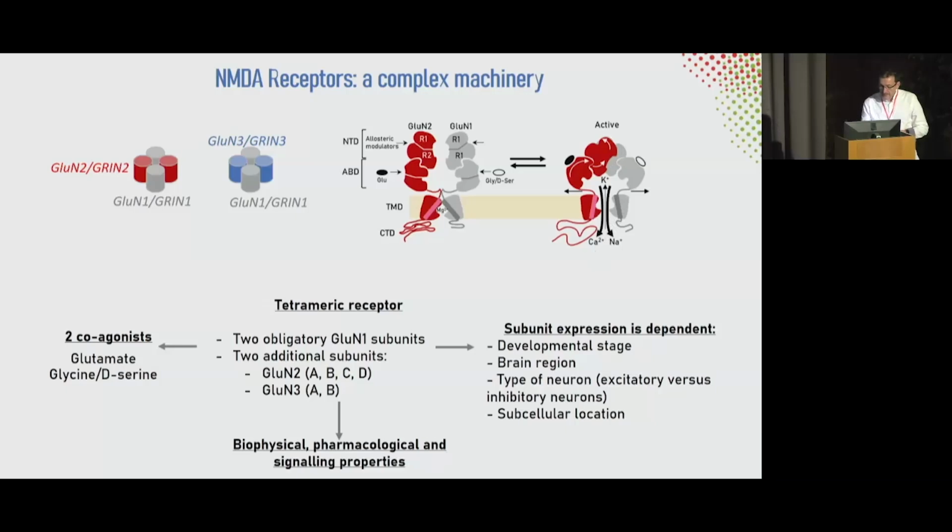The key particularity of this receptor and the complexity of this machinery is that the biophysical, pharmacological, and signaling properties are really dependent on the subunit composition. And to make things more complex, we know that subunit expression is really dependent on the developmental stage, the brain region, the type of neuron that is recruited, and the subcellular localization of the receptor.